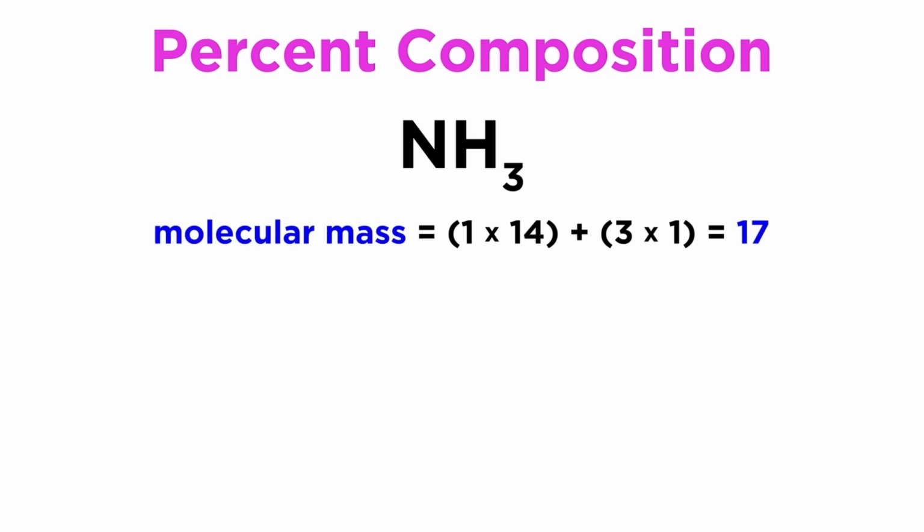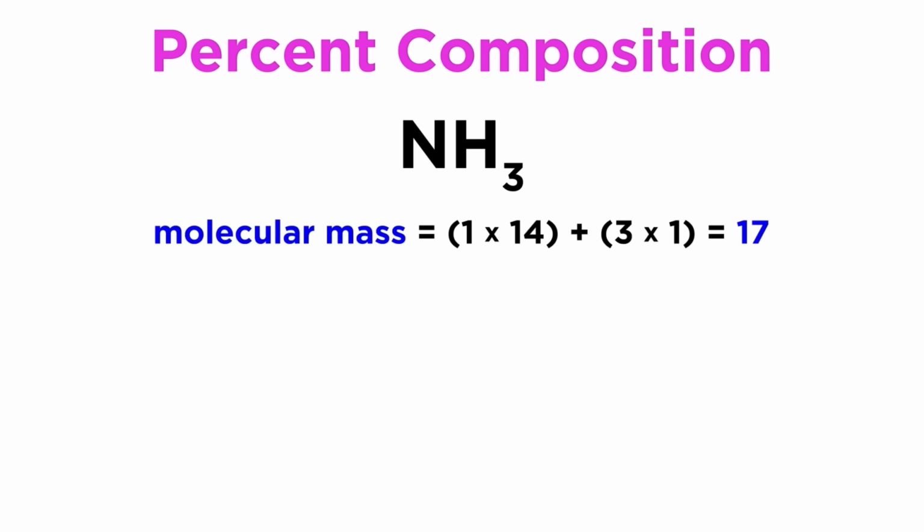The 3 hydrogen atoms have a total mass of 3, and 3 over 17 gives us 0.18. Multiplying by 100, that gives us 18%. So hydrogen represents 18% of the mass of the molecule. And 82% plus 18% does add up to 100%, so these calculations do make sense.